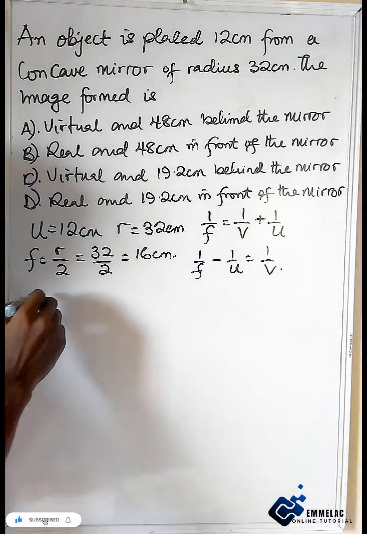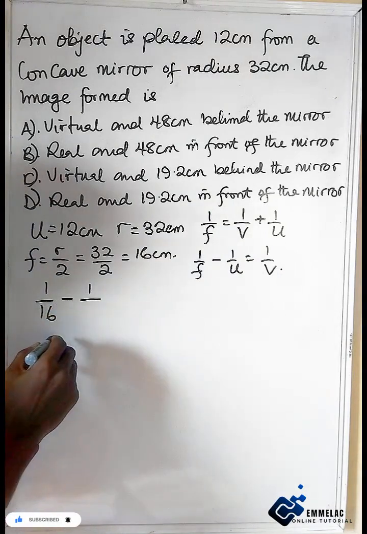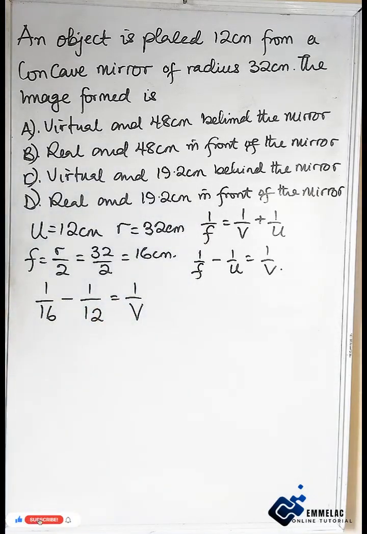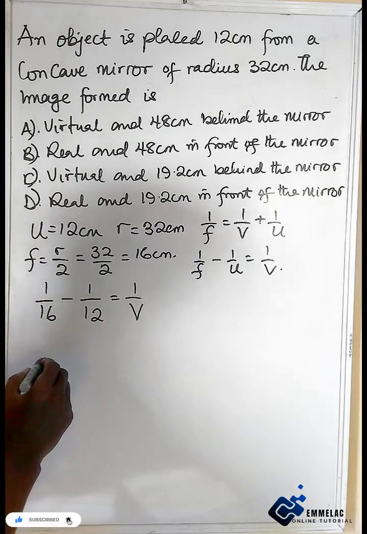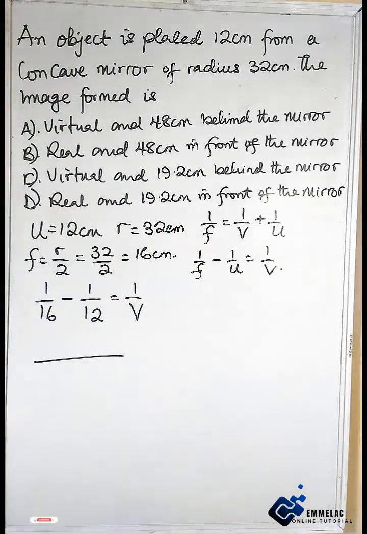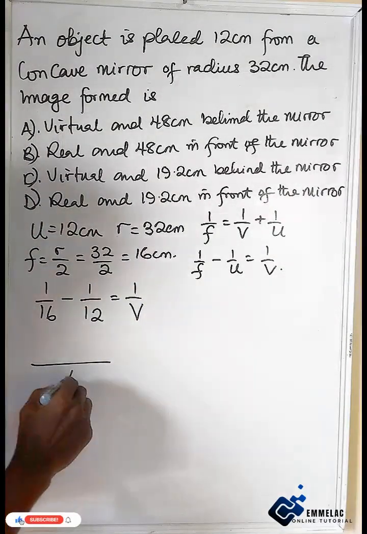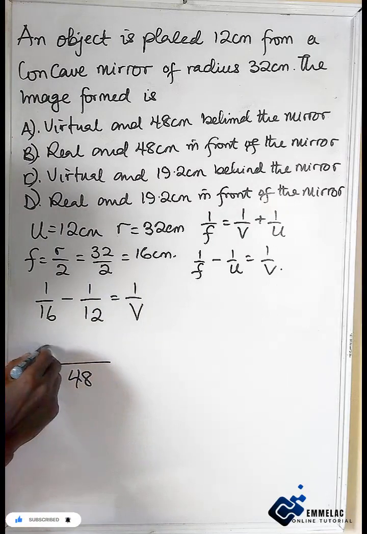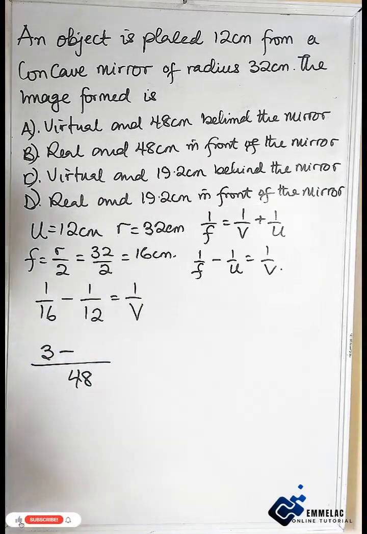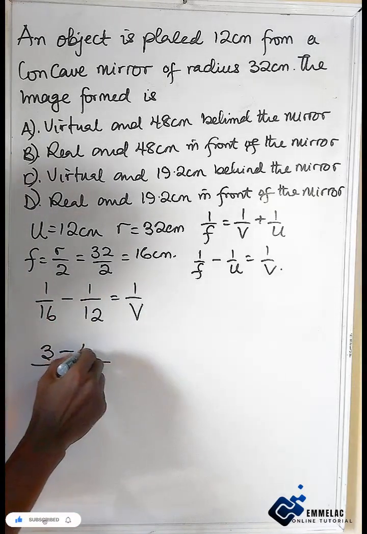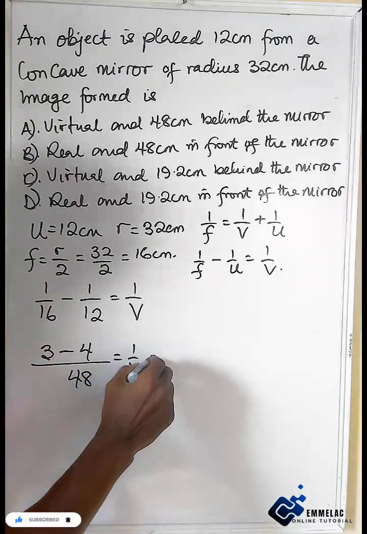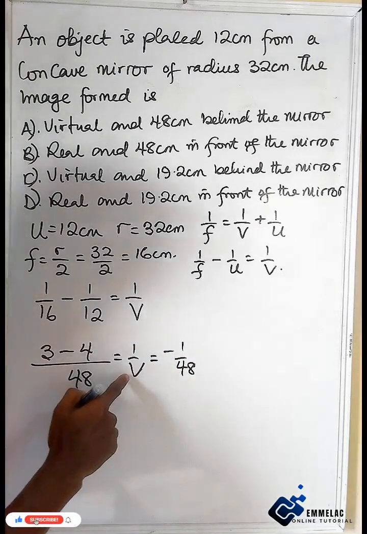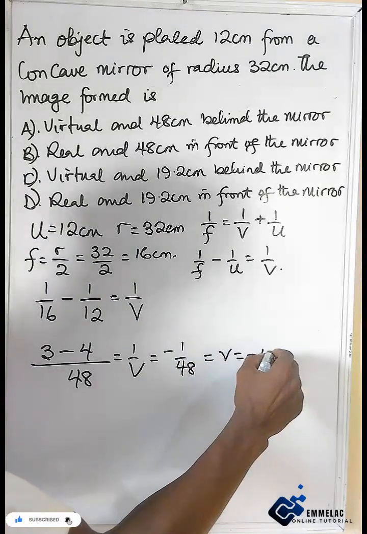Now, we know that our f is 16, so here you have 1 over 16, then minus 1 over 12, then equals 1 over v. Alright, now to this end, the LCM here is 48, so 48 divided by 16 is 3, 3 times 1 is 3, then minus 48 divided by 12 is 4, 4 times 1 is 4, so here we have 1 over v, which gives us negative 1 over 48, because 3 minus 4 gives us negative 1. So to this end we can say that v equals negative 48.